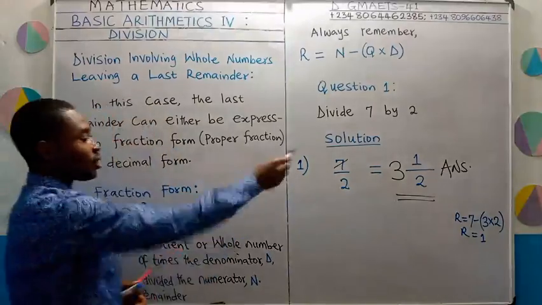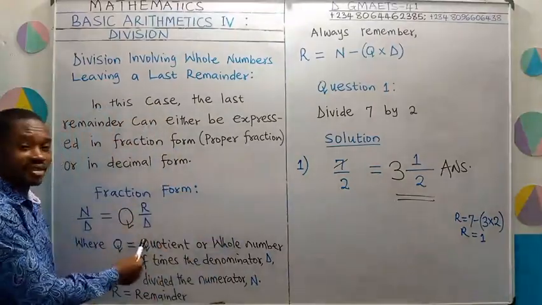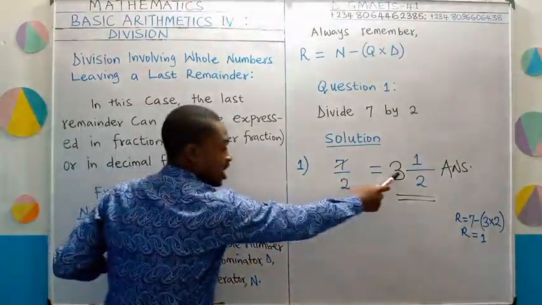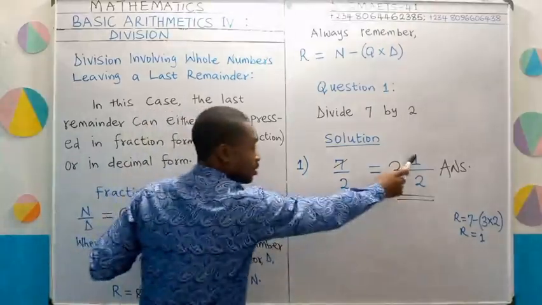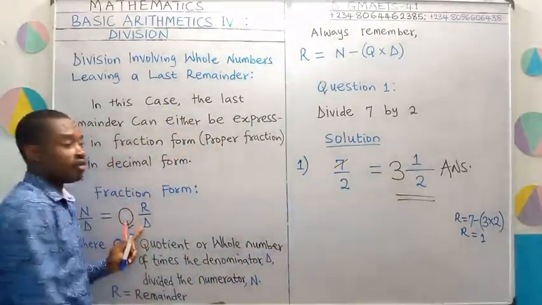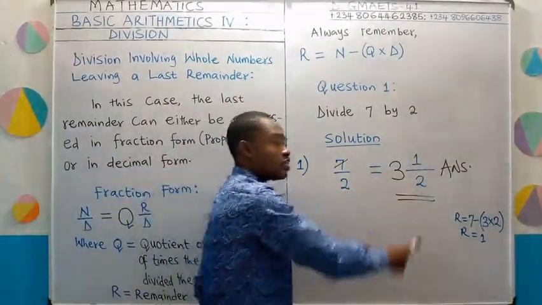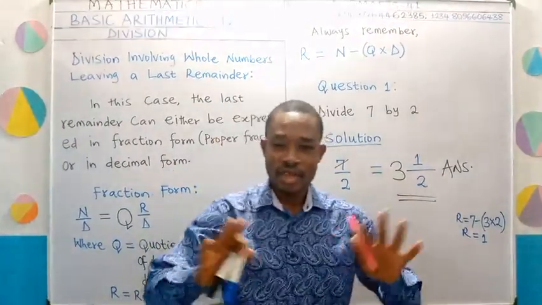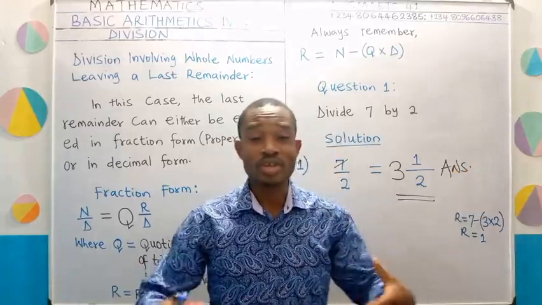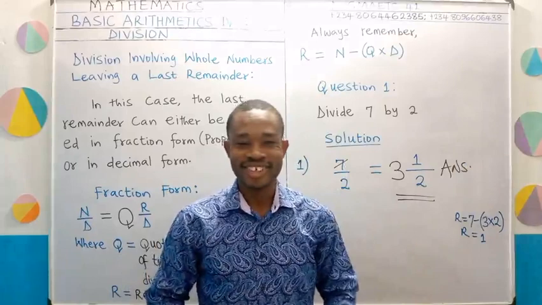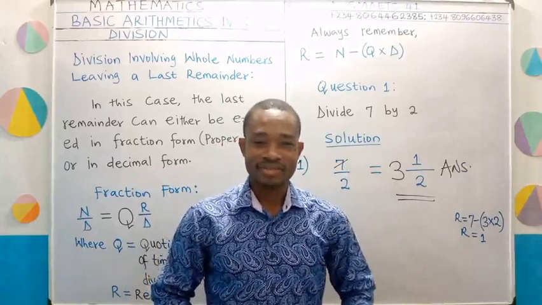If you look at the answer we got here, you see it's something like this. Q, which is our quotient, is 3. The remainder is 1. And of course, the denominator or divisor is still what we used in dividing, which is 2. So you see how simple it is. Once again, the knowledge of multiplication is really what you need to be fast in solving this. Let's pick our second question.